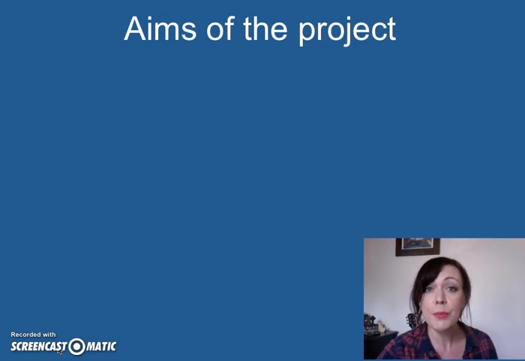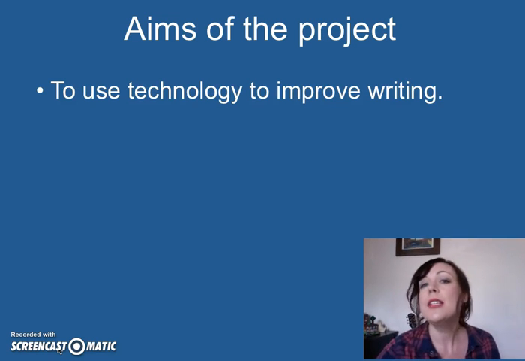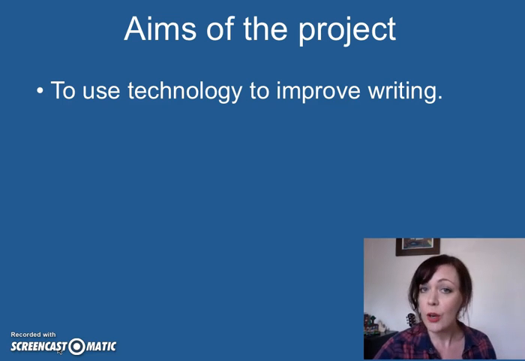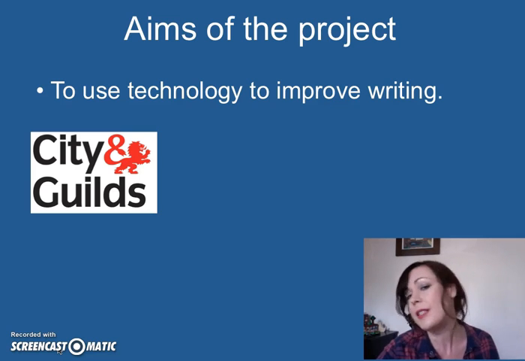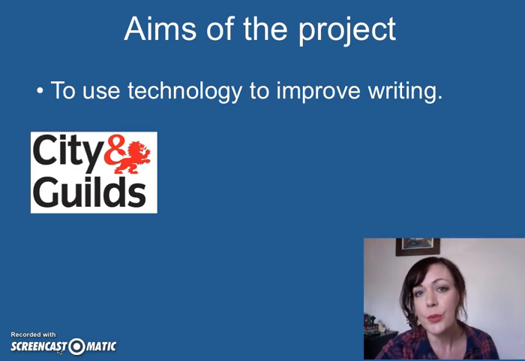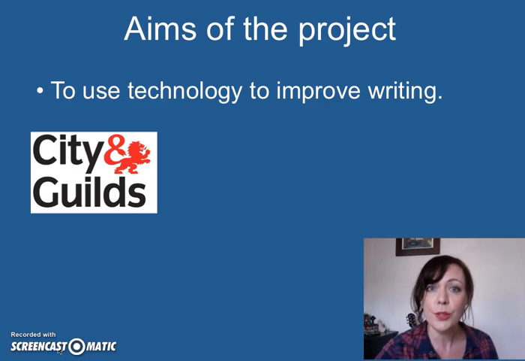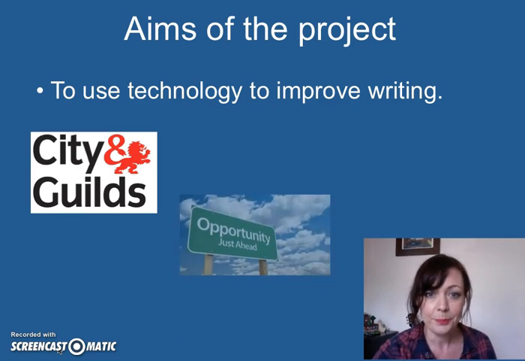So what are the aims of this project? To get you to use technology in your writing. Perhaps you already do, perhaps you need some practice. City and Guilds have changed the way that they do assessments now for writing, just for the writing element. You can now use word processing packages with spell and grammar check enabled. So let's make good use of the tools that we have.